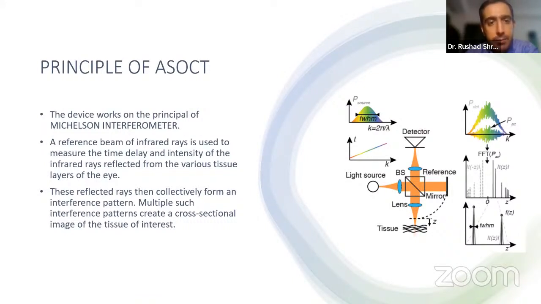A reference beam of infrared rays is used to measure the time delay and intensity of infrared rays reflected from various tissue layers of the eye. These reflected rays collectively form an interference pattern, and multiple such interference patterns create a cross-sectional image of the particular tissue of interest. This can be in the cornea, or in the angle, or in the retina, whichever tissue you are imaging.